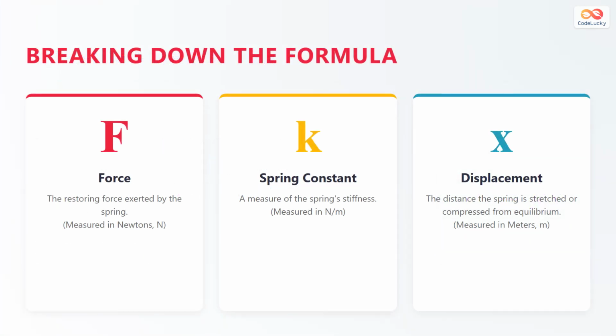Let's look at the three parts of this equation. F is the force exerted by the spring, measured in newtons. K is the spring constant, measured in newtons per meter. And X is the displacement, or how far the spring is stretched from its natural length, measured in meters.